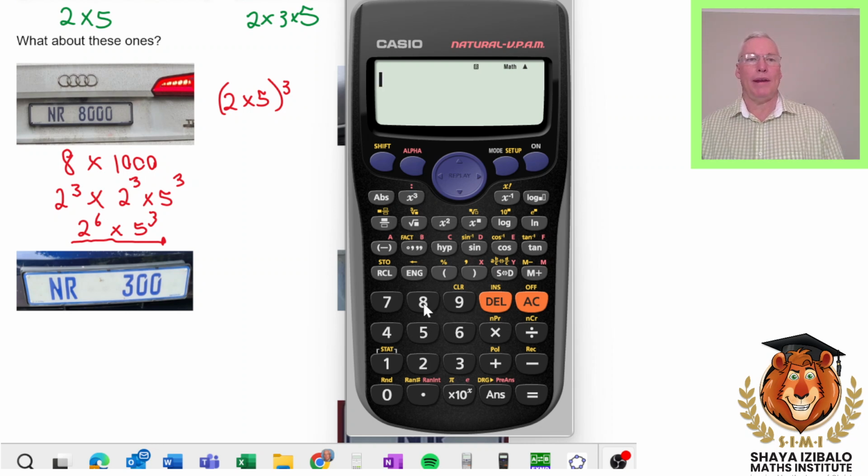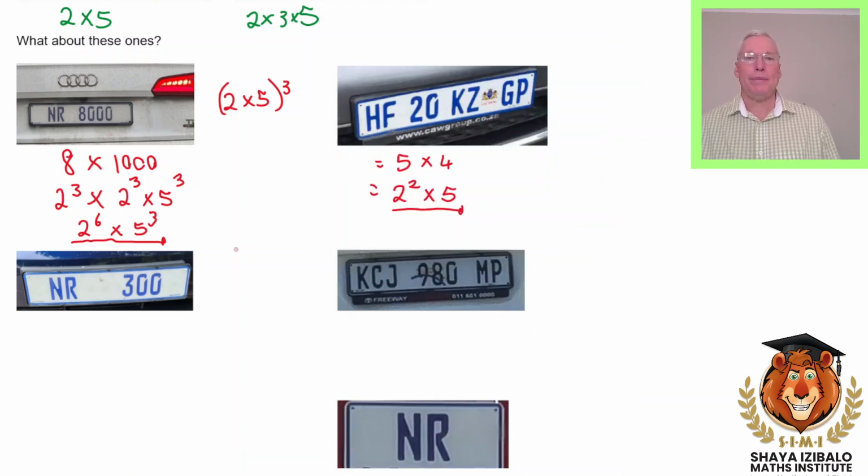Okay, so if we type in 8,000, we press equals and we go shift fact. Not all calculators have this button, but there you'll see it. 8,000 expressed as a product of prime factors is 2 to the 6 times 5 to the 3. Okay, let's look at how you got on with these other ones.